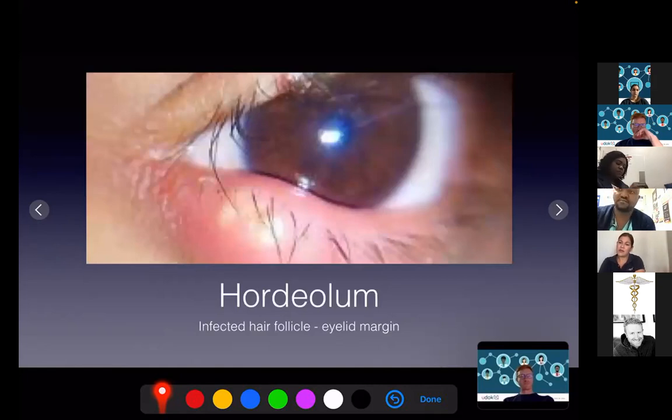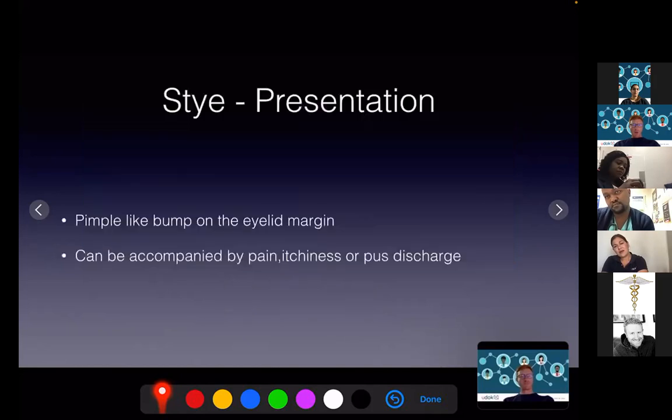Hordeolum, this here is a bread and butter type of thing. It's an infected hair follicle along the eyelid margin. Right here, you can actually see there's a tiny abscess formation along the eye itself. You can see a little head of the abscess, but we usually find it on the eyelid margin where you'll see a little white spot, just where the pus is trying to drain up and where the hair follicle actually fell off. And that's how the bacteria got entry into the body itself.